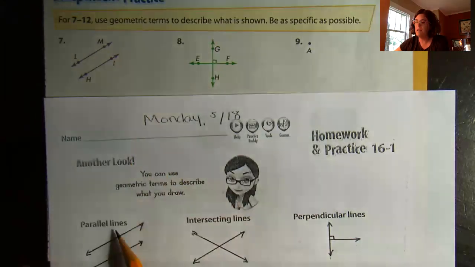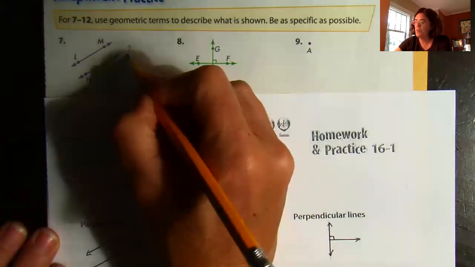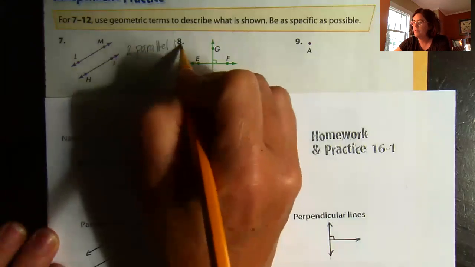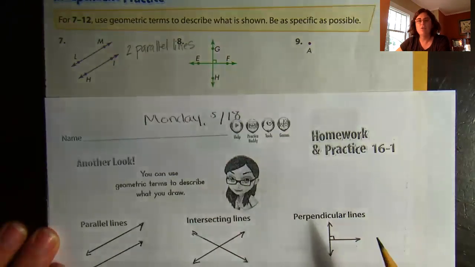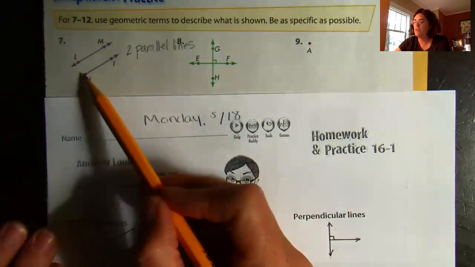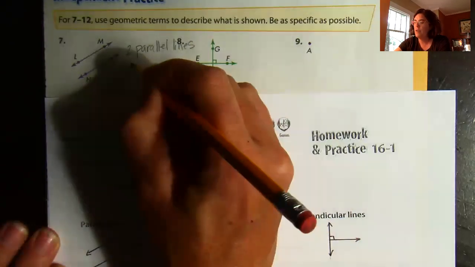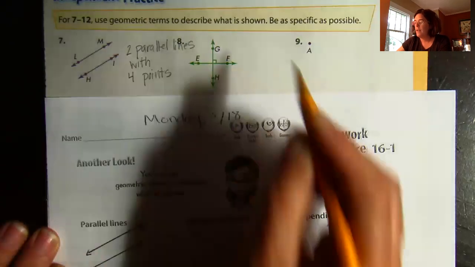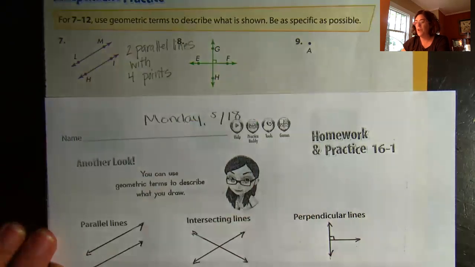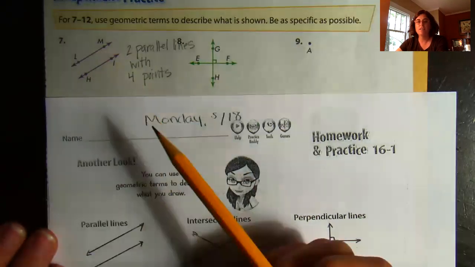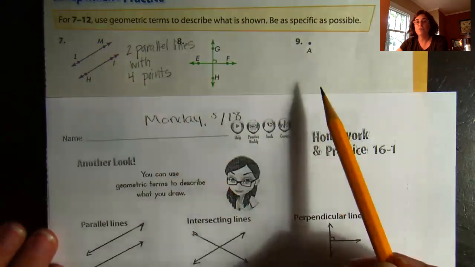So I'm going to be doing number 7 really quickly, and I see automatically that these 2 lines are parallel. So I'm going to say 2 parallel lines. And then I know that a point is a geometric term, so I'm going to count the number of points. 1, 2, 3, 4, with 4 points. Very good. Okay, so on your worksheet for this week, you don't have points so you can name lines, but we are going to be practicing that during our Zoom lesson today.